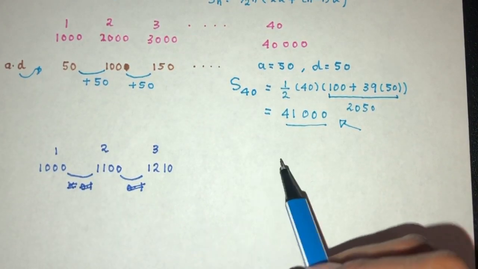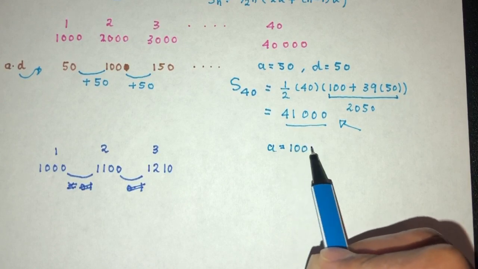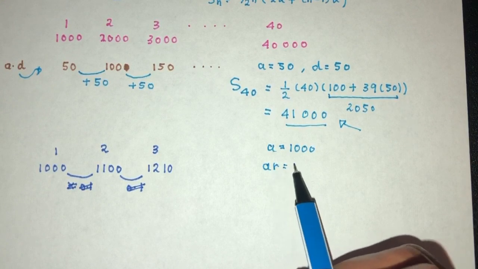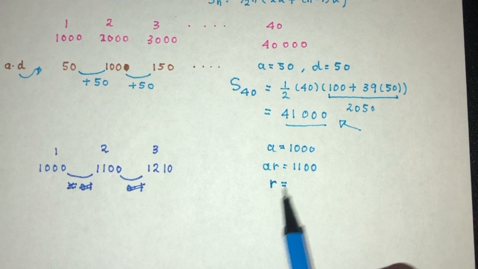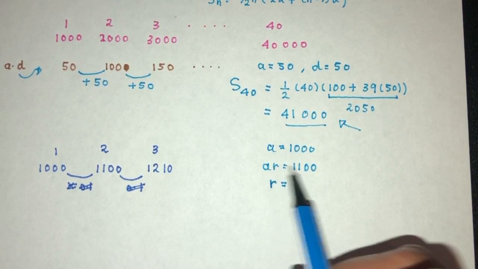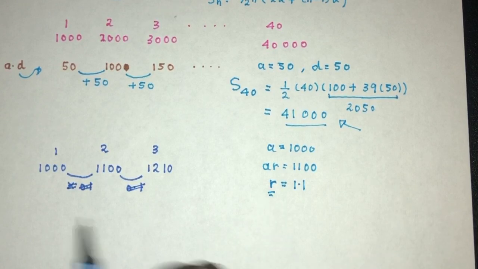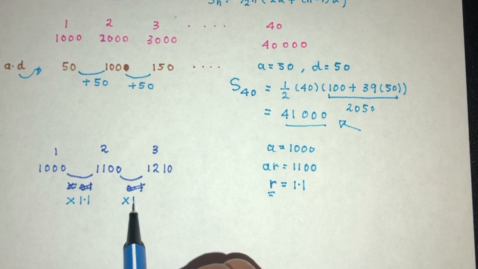So we understand the first term is 1,000 here, right? And the second term, which is ar, is this much. So we have to find the value of r, the common ratio. How would you find that? r will be this divided by a, that will be 1.1. So here you go. The common ratio here is times 1.1, times 1.1.